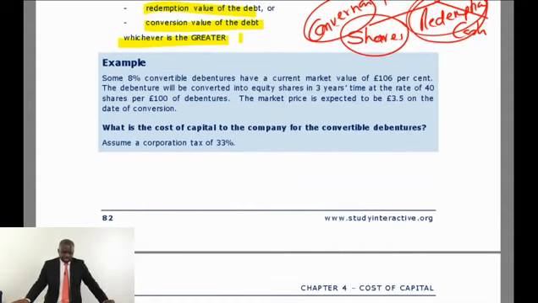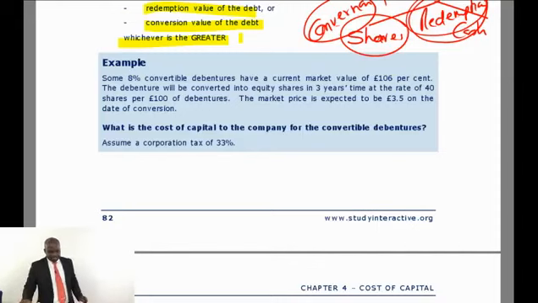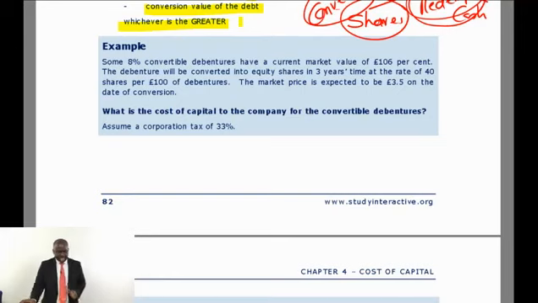Let's take this example to illustrate. Some 8% convertible debentures have a current market value of 106%. The debenture will be converted into equity shares in 3 years' time at the rate of 40 shares per 100 of debentures. The market price is expected to be 3.5 on the date of conversion. What is the cost of capital to the company for the convertible debentures? Okay. Assume a corporation tax of 33%.